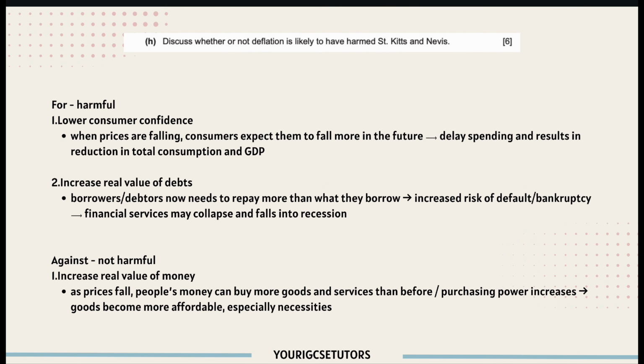Okay, so moving on, for against, a point that you can say is that there is an increase in real value of money. As prices fall, people's money can buy more goods and services than before, or this also means that the purchasing power increases. So goods become more affordable, especially necessities. So this will help the lower income group to afford their daily expenses, as necessities take up most of their income.